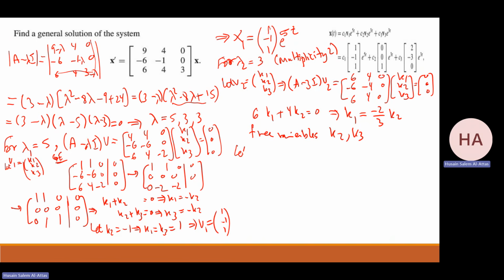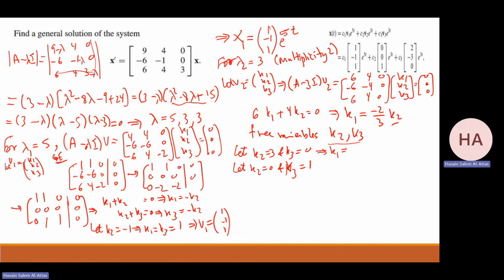Okay. So we'll do the usual trick. Let K2 equal 1 and K3 equal 0. Not 1, I can do K2 equal 3, so that I have no fraction here. You can make it 1, it's up to you. And then let K2 equal 0 and K3 equal 1. That's the point. I let K2 have a value and K3 be 0, then let K2 be 0 and K3 a non-zero value, since you have 2 free variables. Find K1 in this case.